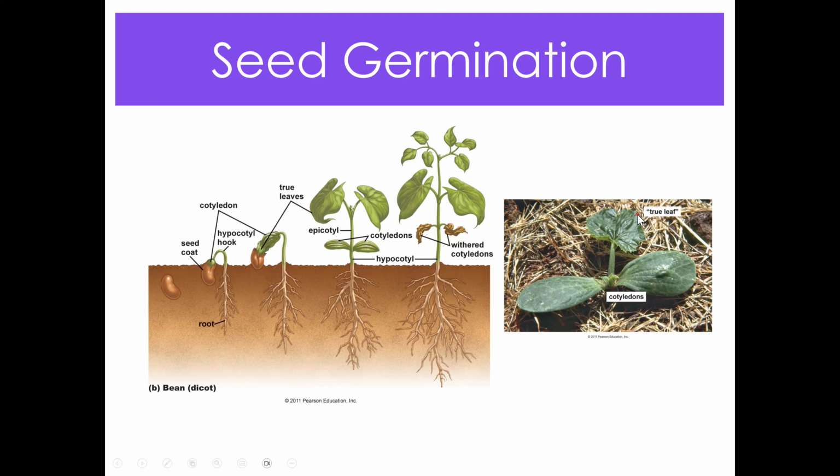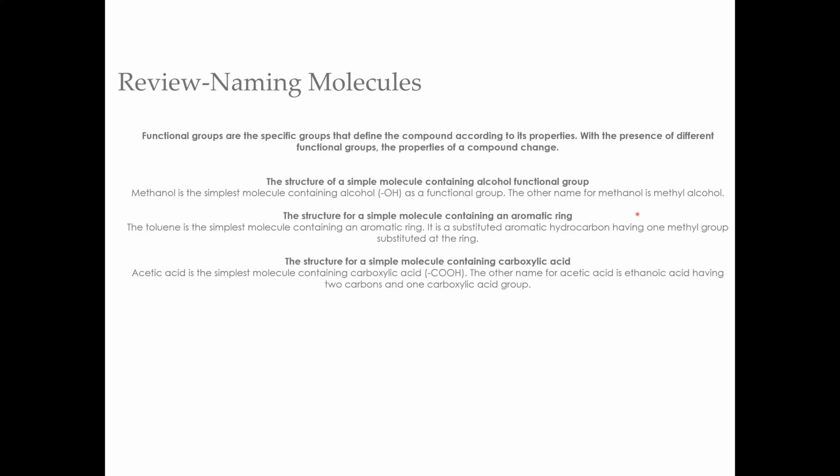So before we wrap up here, just a little more review on naming molecules from our biochemistry section. So again, functional groups are the specific groups that define a compound according to its properties. All right, so if you have a structure of alcohol, what might that structure be? And really methanol is the simplest molecule that has alcohol, so the oxygen hydroxide as a functional group. Sometimes we call this methyl alcohol.